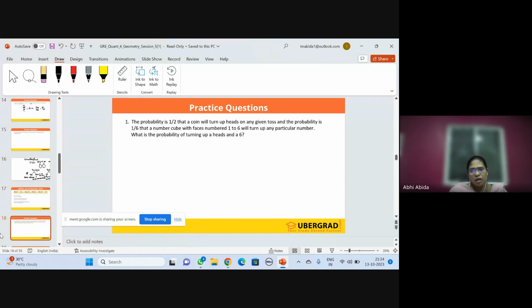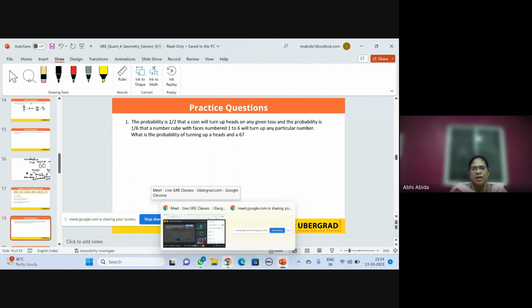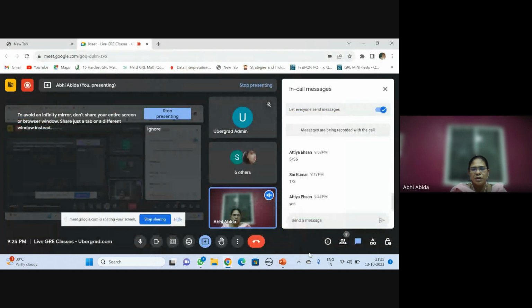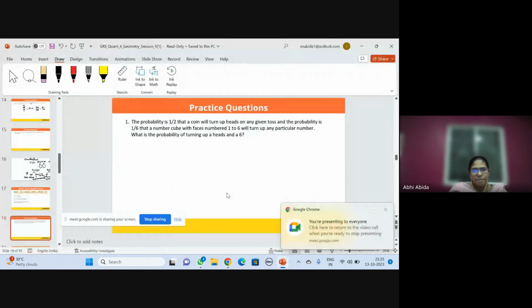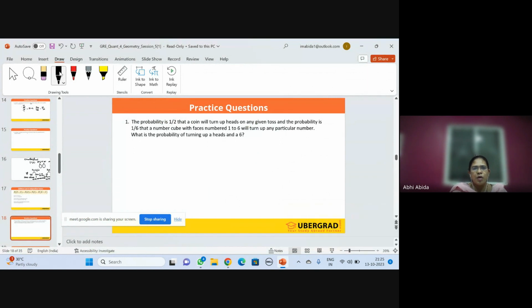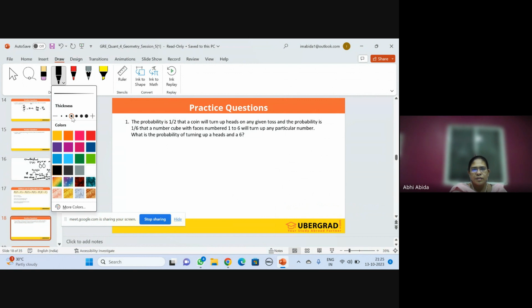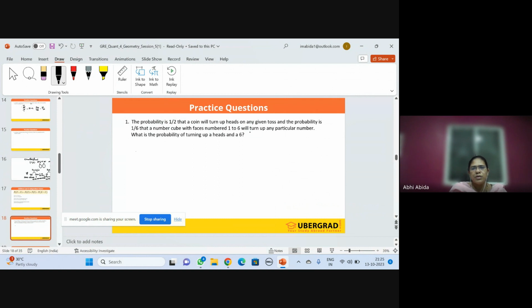Okay. I think you understood. What should we do with 'and' here? The data is ready-made. The only thing is you have to extract the values and put a mathematical operation in between. Yes. The probability is half that the coin will turn up head. And the probability is 1 by 6 that the number cube with faces numbered 1 to 6 will turn up any particular number. So what is the probability of turning up a head and a 6?